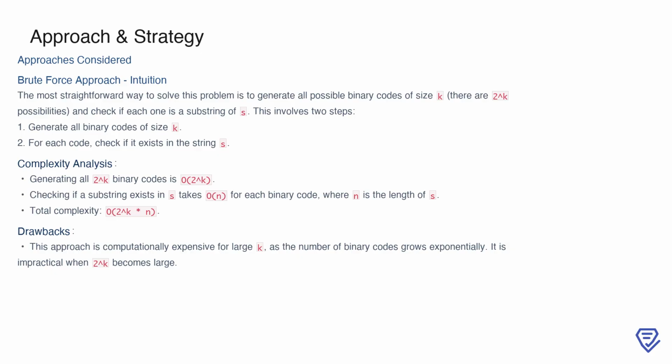While this approach is intuitive, it becomes computationally expensive as k grows. Generating all binary codes alone takes 2 to the power of k time, and for each code, checking its existence in s requires n, where n is the length of the string. This results in a total time complexity of 2^k * n, which is impractical for larger values of k because the number of binary codes increases exponentially. Thus, while easy to understand, this approach struggles to scale efficiently and has significant performance drawbacks for larger inputs.